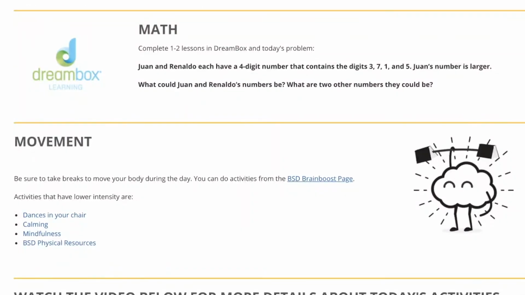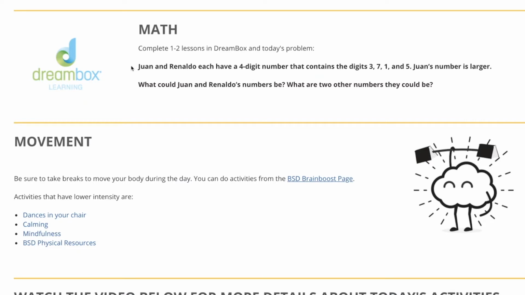Okay, let's look at our math problem here. After you do your 1 or 2 lessons in Dreambox, we're going to look at this problem for today. Juan and Ronaldo each have a 4-digit number that contains these digits: 3, 7, 1, and 5. Now, the digits cannot be used more than one time, so there are not 2 3s or 2 7s. Each of those digits is used one time, and they each have a 4-digit number they've created.